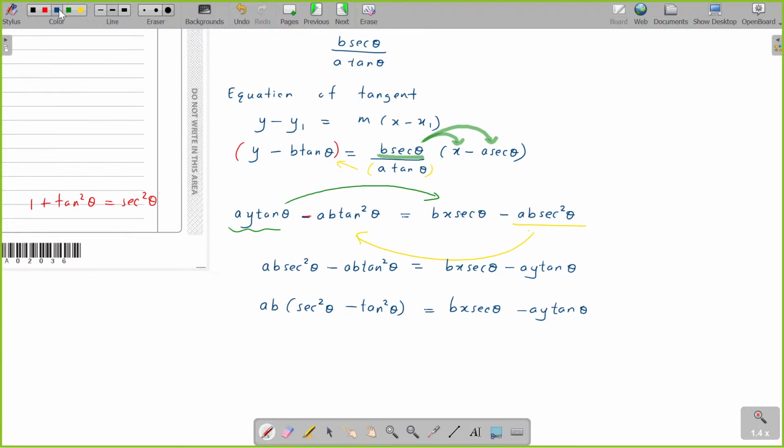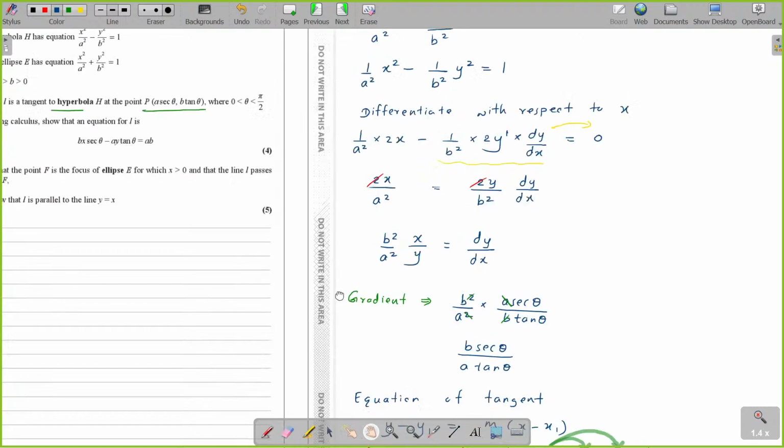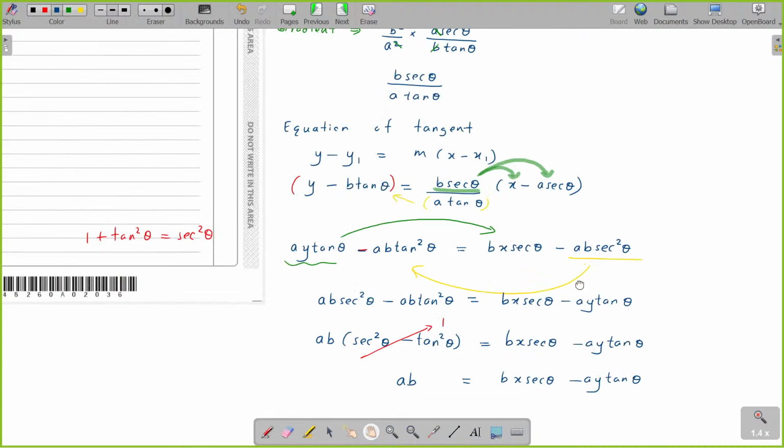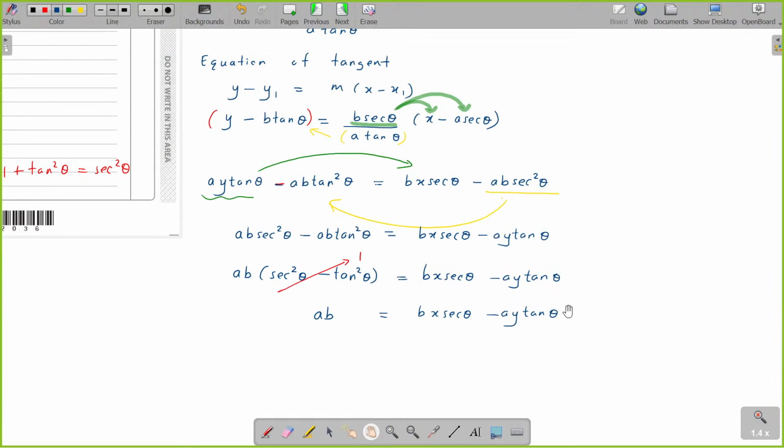So this is going to be ab times 1, which is ab, and this guy is entirely 1. So ab equals bx sec theta minus ay tan theta, which is the show that, right? Bx sec theta minus ay tan theta equals ab. So this is a 4 mark question that you can easily score. You should just do it really fast and get these marks. It's quite easy to get it.